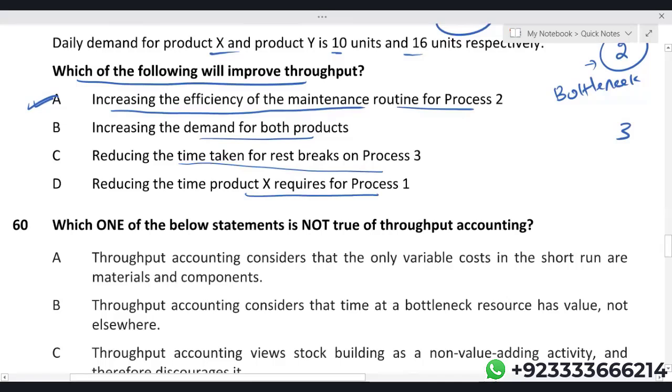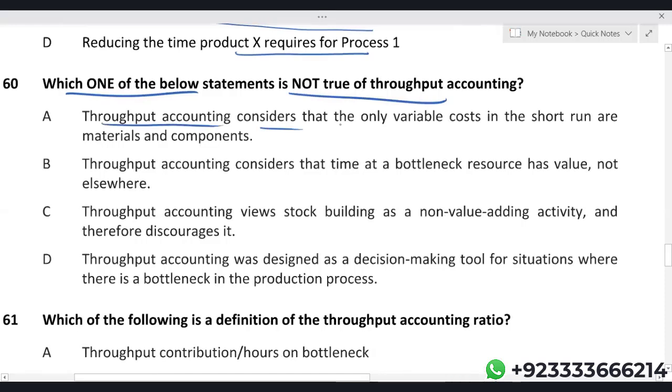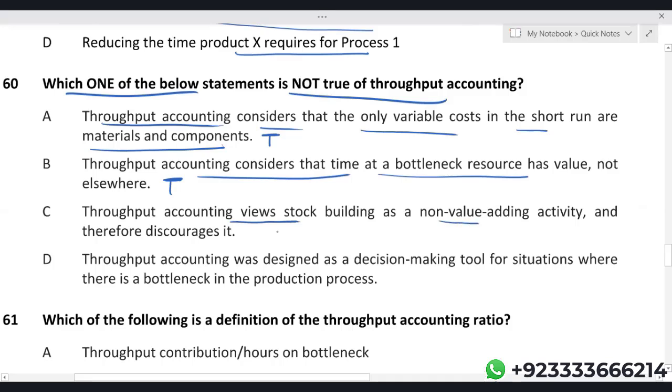Now let's see: which of the following statements is not true of throughput accounting? Throughput accounting considers that the only variable cost in the short run is material and components. That's true. Actually, we need to find out which one is not true. Throughput accounting considers that time at a bottleneck resource has value, not else. Yes, everything is on the bottleneck. Throughput accounting views stock building as a non-value-added activity and therefore discourages it. True.